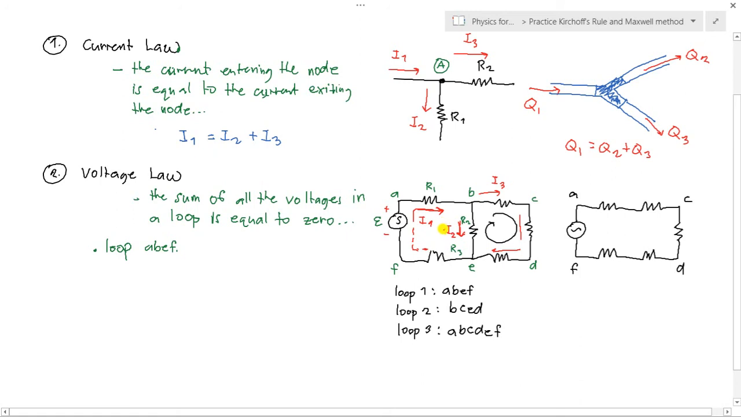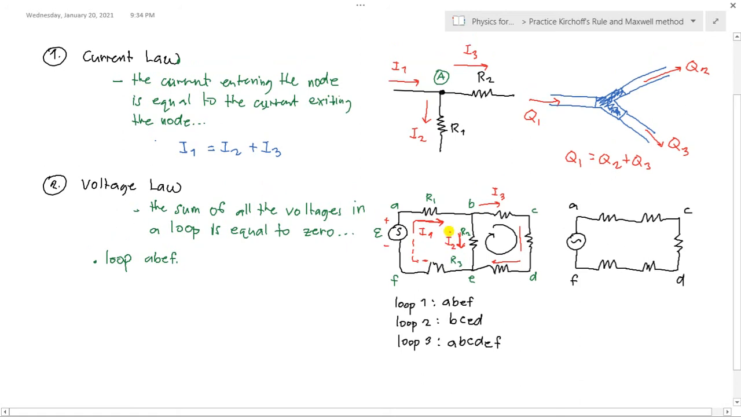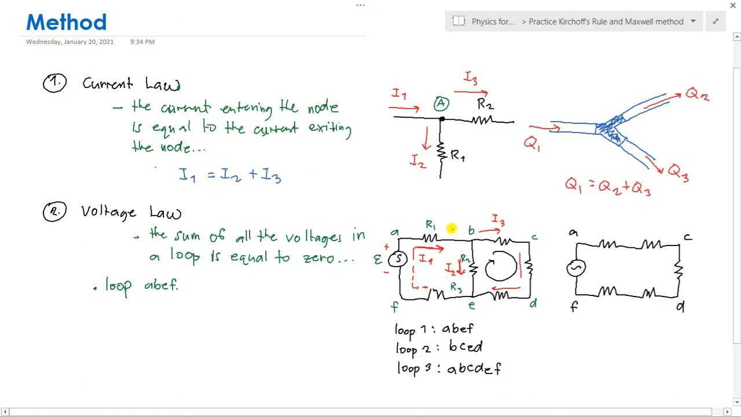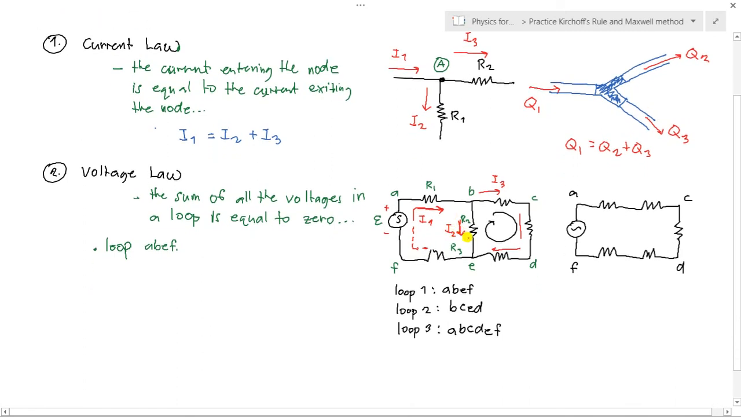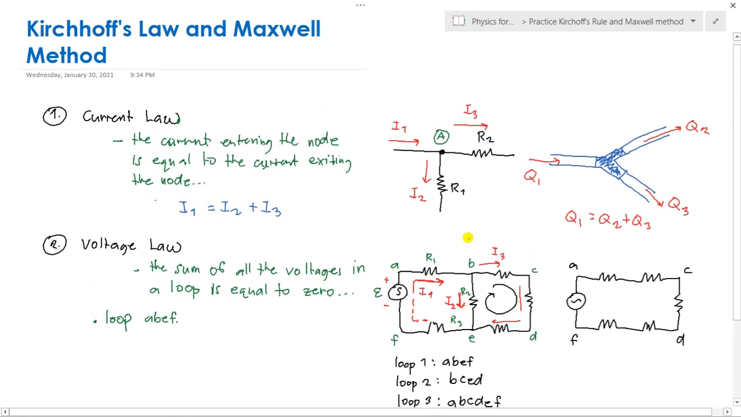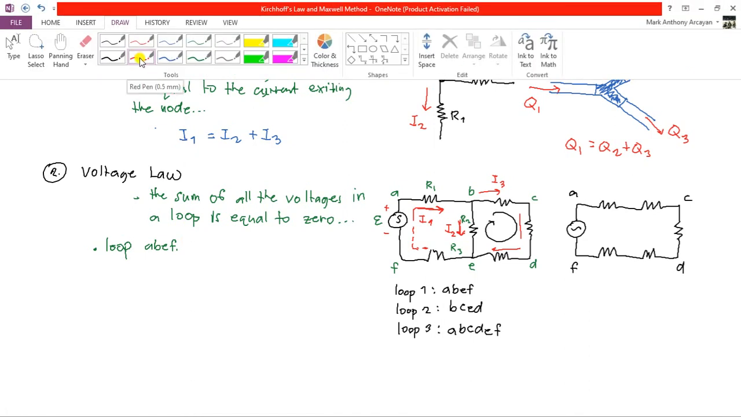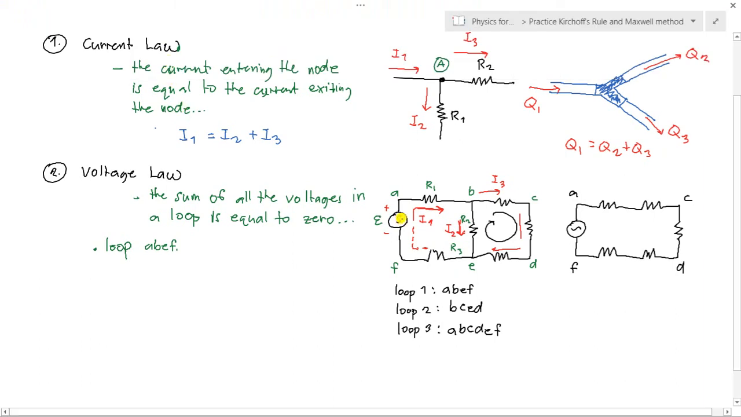So that is why I will introduce to you another method known as Maxwell. With Maxwell, even if the currents and their corresponding directions are not written there, you can still solve the electrical circuit. So back to loop A B E F, we have two currents involved. So let's start with R1, with current I1.